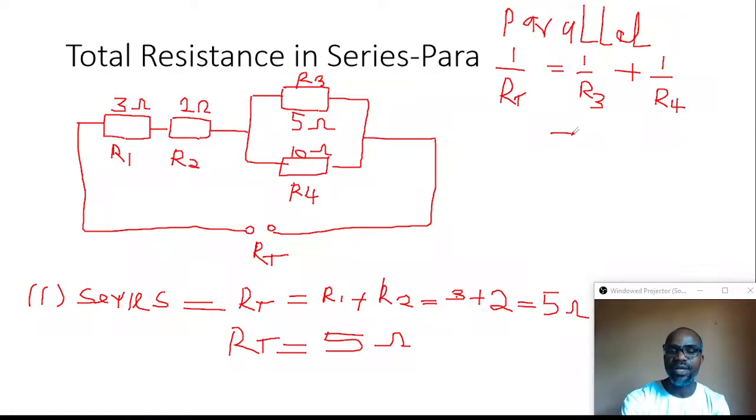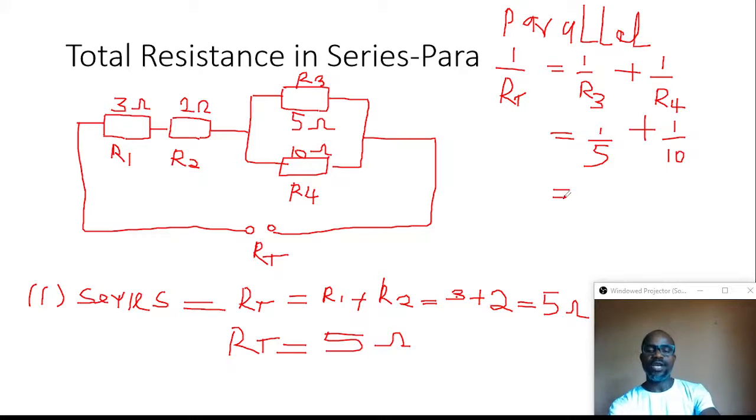We have 1 over RT equal to 1 over R3, which is 5, so we write 1 over 5. Good. Then R4 is 10, so we write 1 over 10. And what do we do? We find the LCM, or we do cross multiplication. But the LCM here is just 10. Remember, we are solving for 1 over RT.